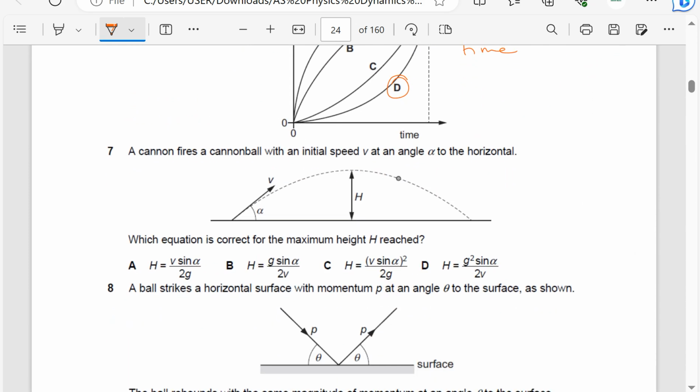A cannon fires a cannonball with an initial speed v at an angle alpha to the horizontal. Which equation is correct for the maximum height h reached? Maximum height h reached.